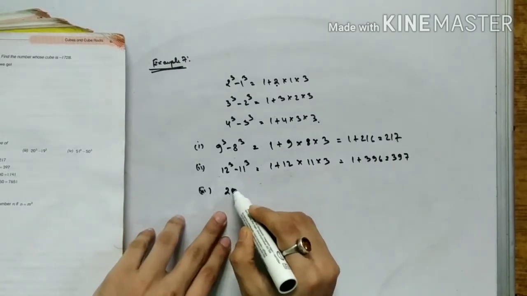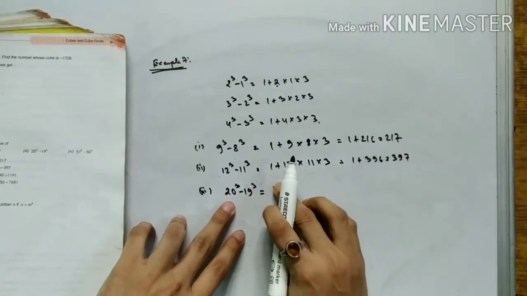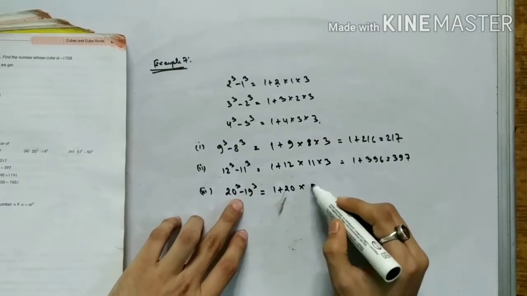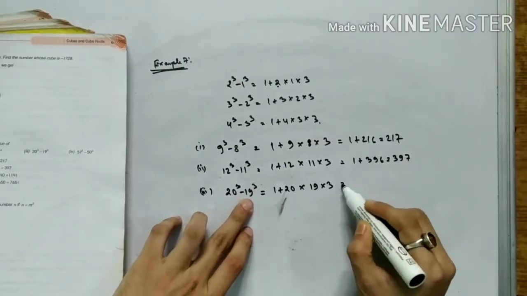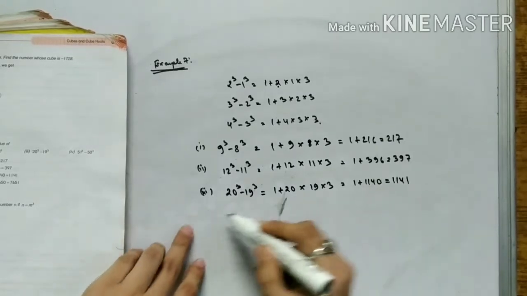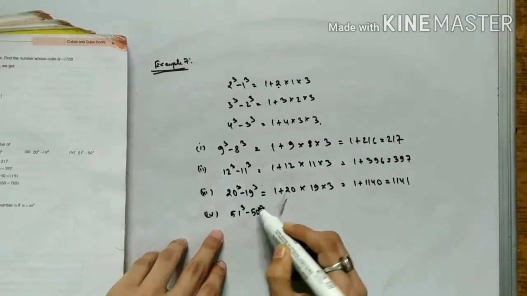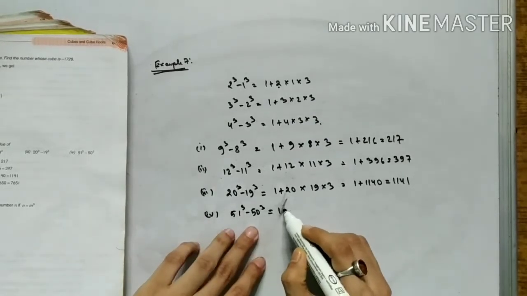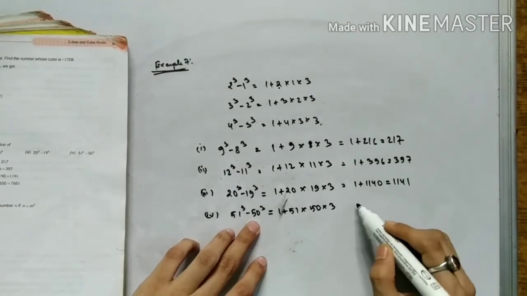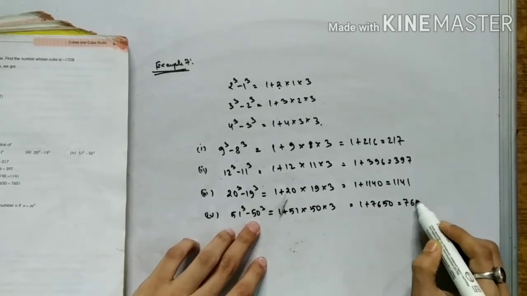Next it is given 20 cube minus 19 cube. This is 1 plus 20 into 19 into 3. This becomes 1 plus 1140, which is equal to 1141. Next it is 51 cube minus 50 cube. This is equal to 1 plus 51 into 50 into 3. This becomes 1 plus 7650, which is 7651.